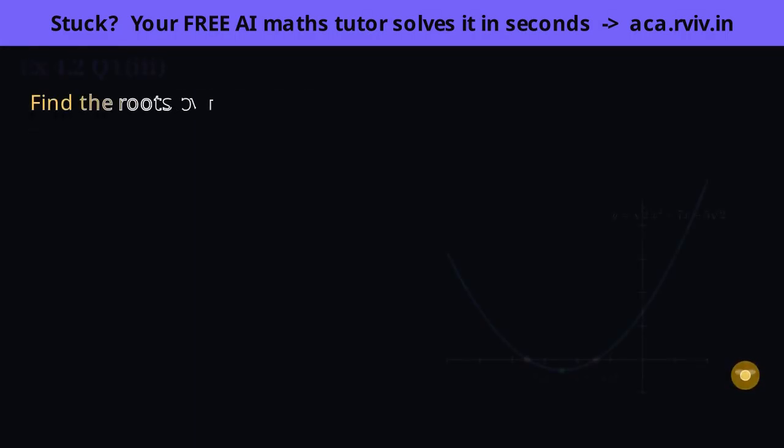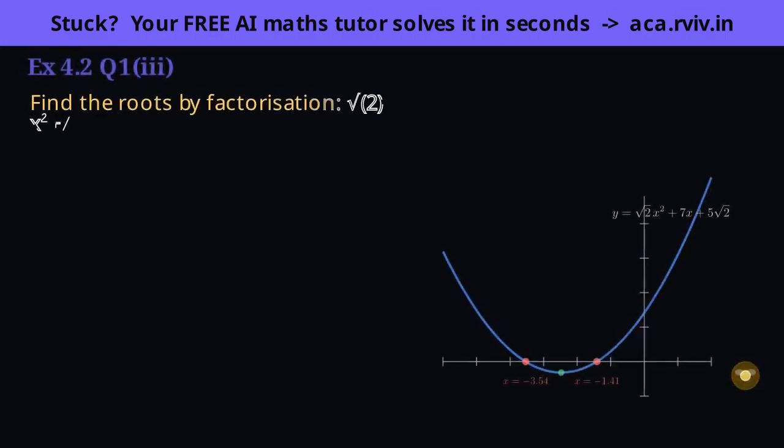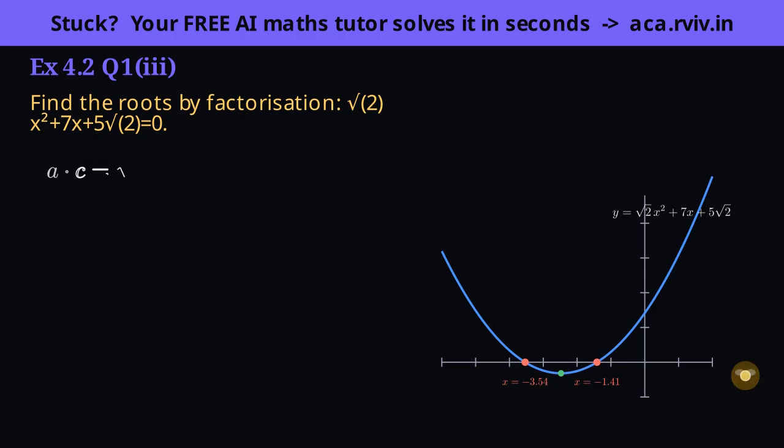Surds don't change the method. The split still uses A point C. Surds look intimidating but change nothing about the method. Compute A point C as usual. Root 2 times 5 root 2. Root 2 times root 2 is 2, times 5 is a clean 10. The surds cancel into a plain whole number. And B is 7.